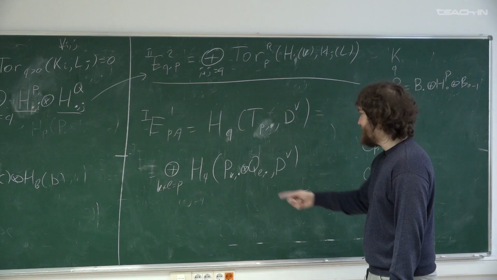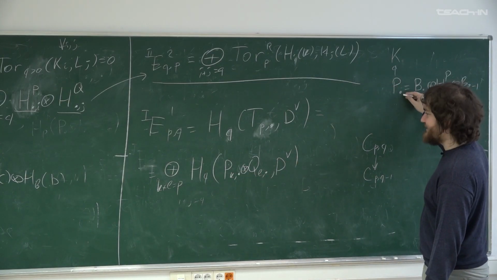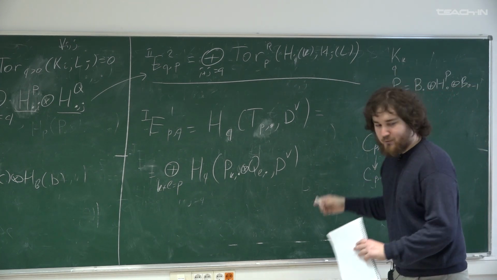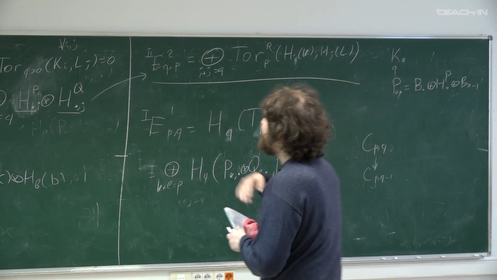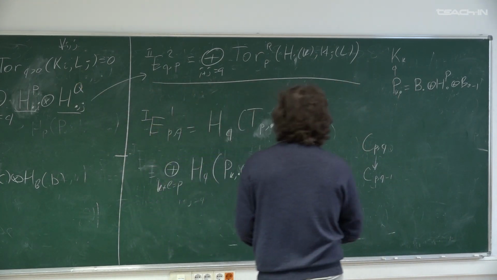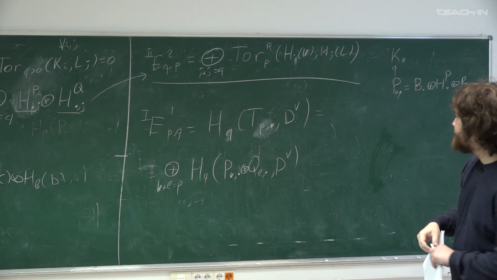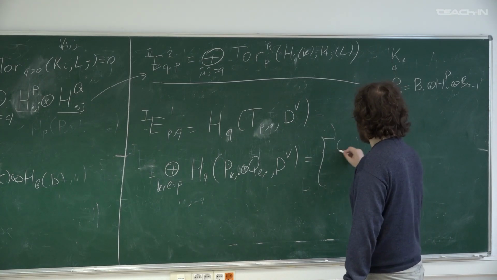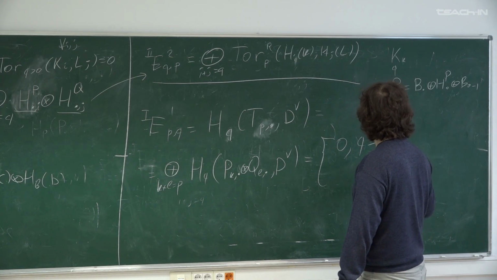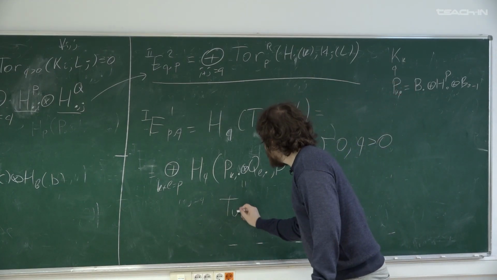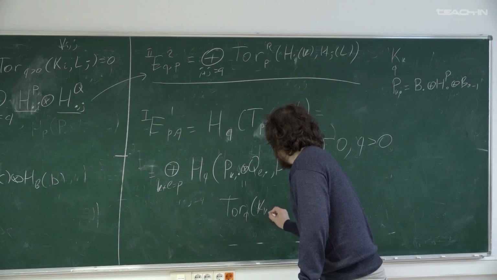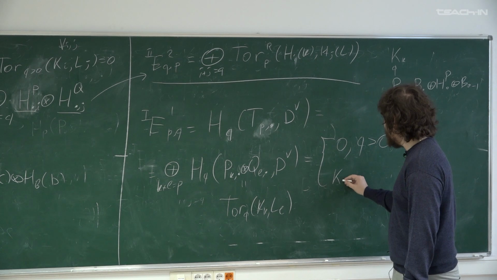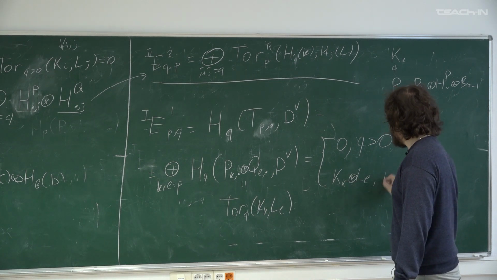This thing is the resolution of K. So this homology is just Tor, and I know that all these Tor are 0, except in degree 1. So in fact, this is 0 if Q is not 0, because it's Tor, Q Tor between K and L. And it's the tensor product of K and L if Q is 0.